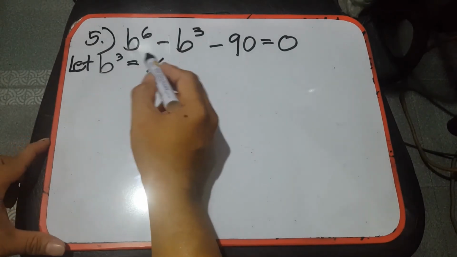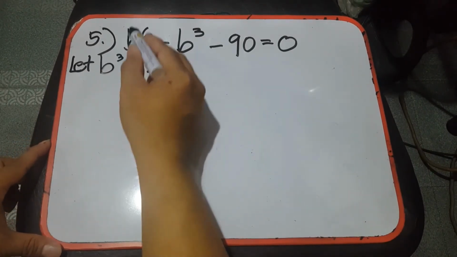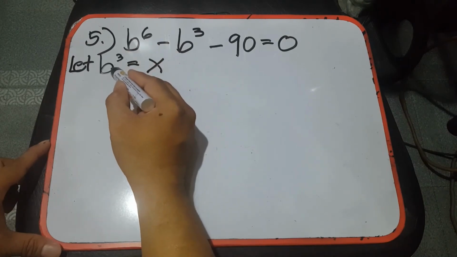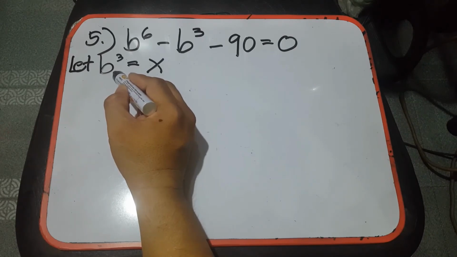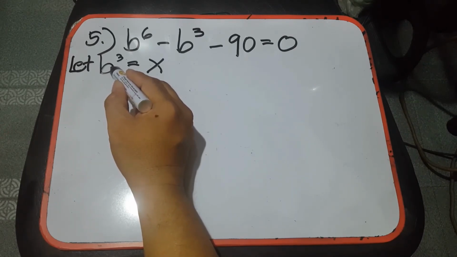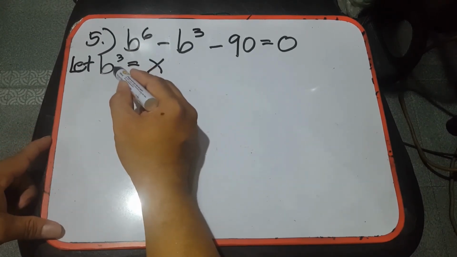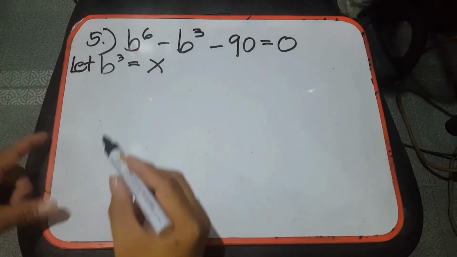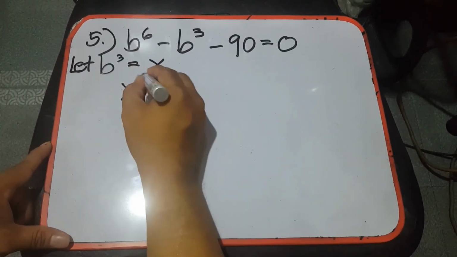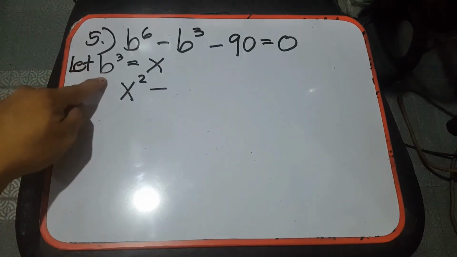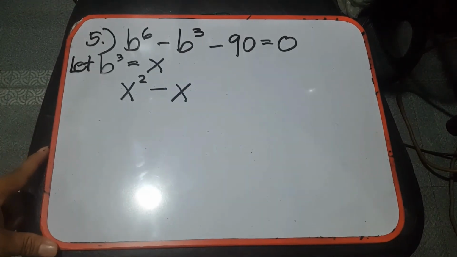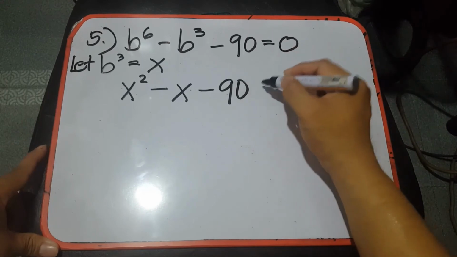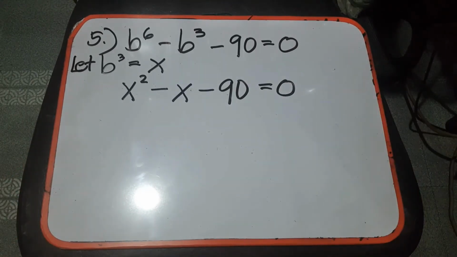So how many b cubed are there in b raised to 6? b raised to 6 divided by b raised to 3 would be b squared, and for every b cubed, that is equivalent to x. So how many b cubed do we have in b raised to 6? That would be 2. That's why we have x squared minus, how many b cubed do we have in b cubed? That would be 1, just x. Then minus 90 equal to 0.